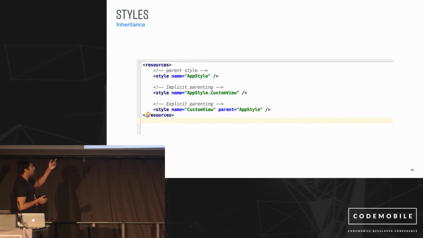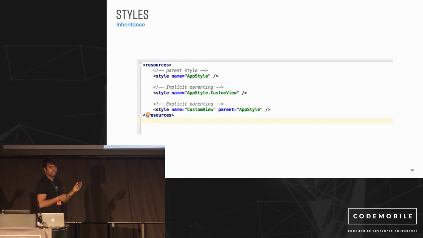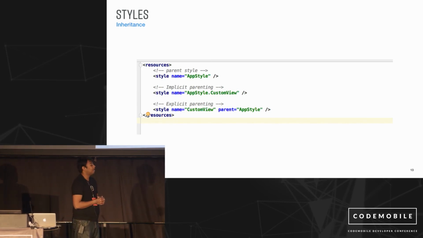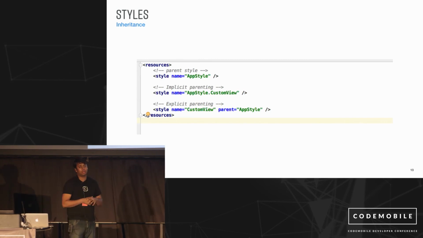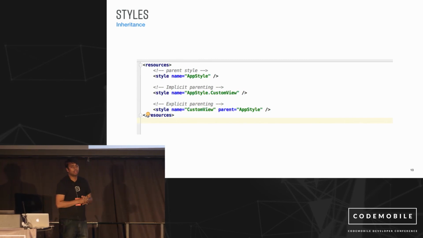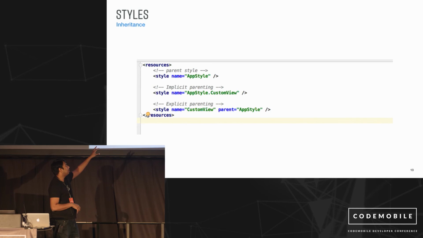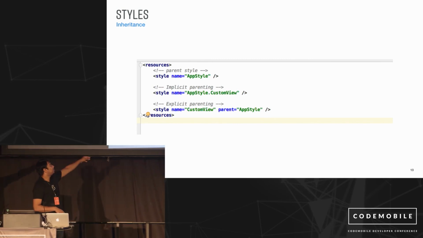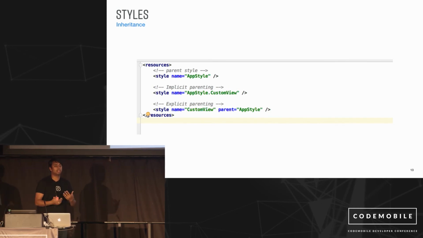And the other part of the parenting is explicit parenting. In an explicit parent, you define the parent clearly, where you say, okay, parent is equal to app style. The advantage here is, if you change something on the app style, you will have a reflection on it. But you can't do the other way around. You can't have a custom view dot app style and also parent app style, because you can't have an implicit parenting with one style and an explicit parenting with another style. That's not a possibility.